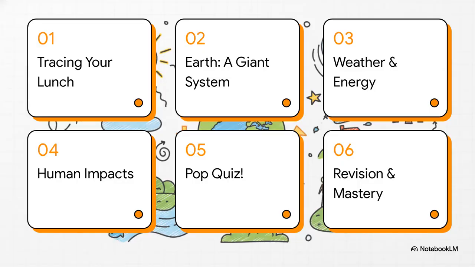All right, so here's our game plan for this explainer. First, we're going to start small by tracing your lunch, then we'll zoom way out to Earth, our giant system. After that, we'll cover weather and energy, discuss human impacts, and then, yes, wrap up with a pop quiz and some solid revision and mastery to get you totally prepped for your exams.